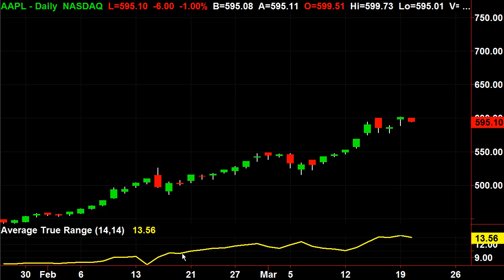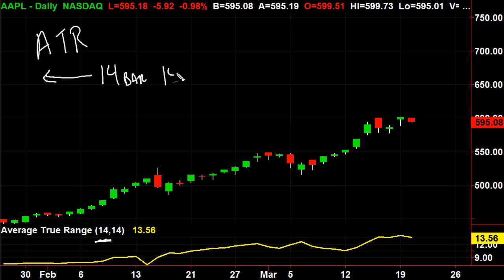What you're going to do is place the average true range on your chart. Really simple. Almost all charting packages have the average true range. Mine is set to 14 period, and all that means is it looks back 14 bars, in this case 14 days, because we're using a day chart, and it calculates the range over the past 14 days. For Apple it has been 13.56. Since it's 13.56, I'm just going to round up and call it 14.